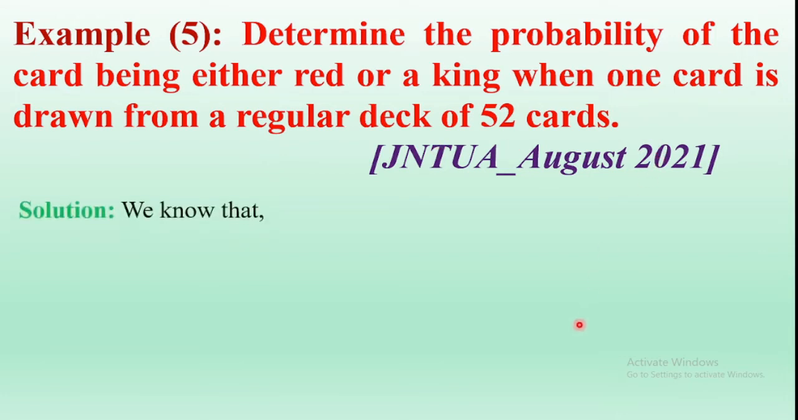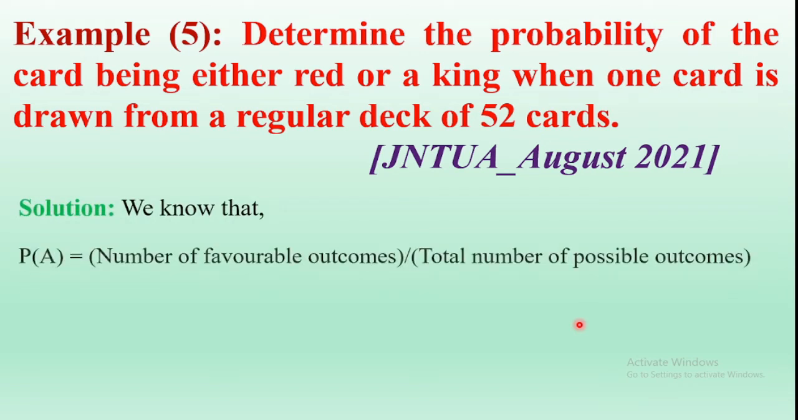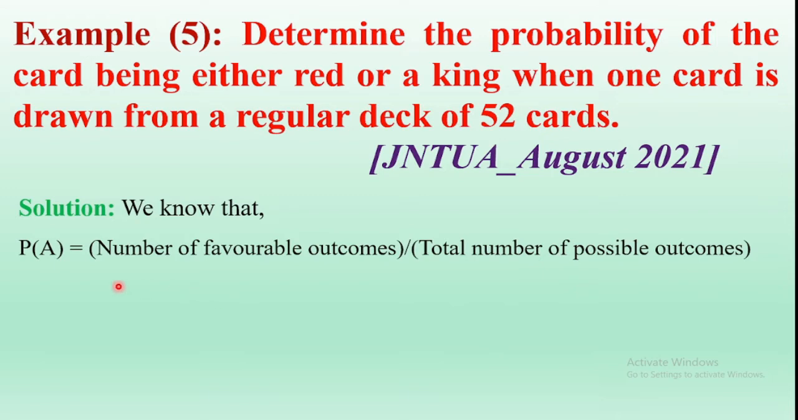Coming to the solution, we know that the probability of an event is defined as P(A) equal to the number of favorable outcomes divided by the total number of possible outcomes. Now here, from the given data, a regular deck of 52 playing cards, the total number of possible outcomes is 52. Let's find out the number of favorable outcomes.